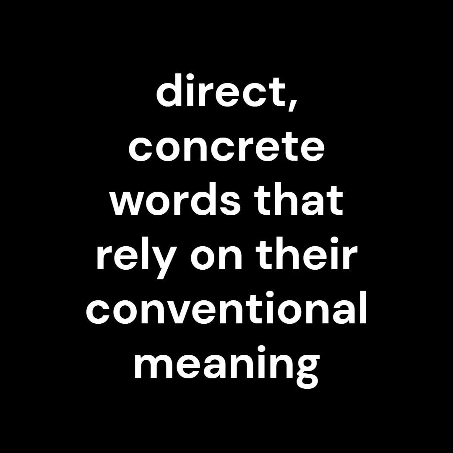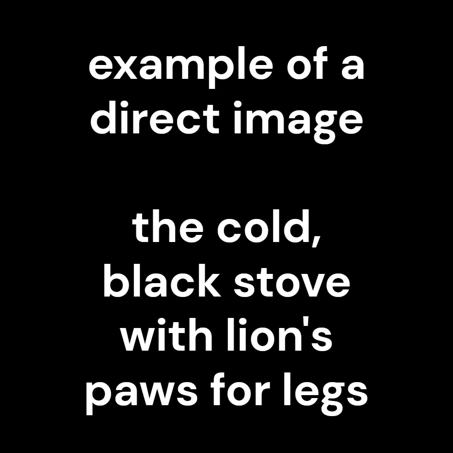So a fixed image, another way of explaining it, I think this comes from Longman's maybe, is a specific detailed picture or series of pictures created and presented by the poet in an effort to control the reader's imagination and act as a guide as the complication and complexity of the poem develops. So, specific concrete series of pictures. So they give an example, the cold black stove with lion's paws for legs.